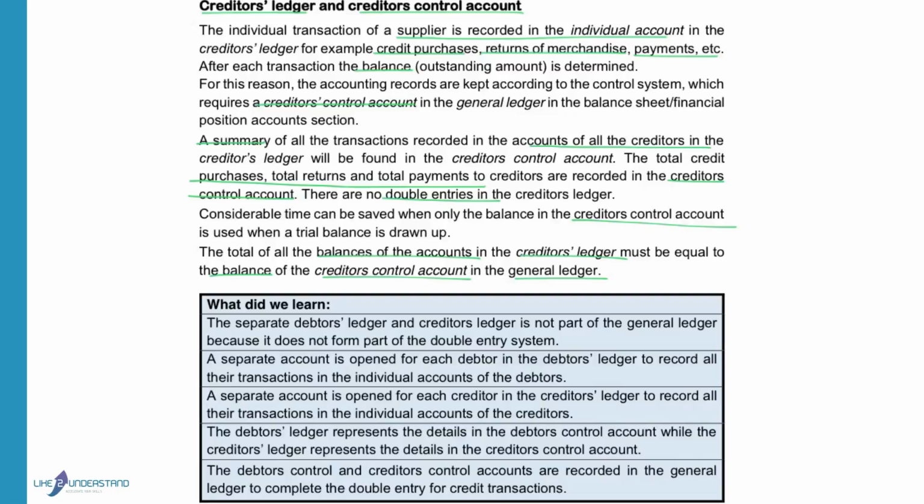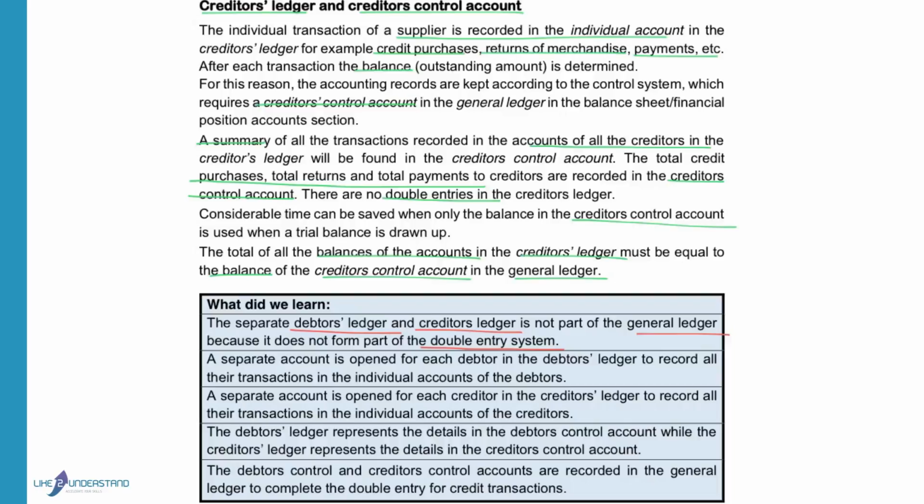What did we learn today? A separate debtors ledger and a separate creditors ledger will be opened that is not part of the general ledger and is not part of the double entry system. So we actually have three different ledgers. The general ledger, where we do a double entry for every transaction, a debtors ledger, where we record the entries of every individual debtor in its own account, a creditors ledger, where we record the entries of every creditor in the individual account.